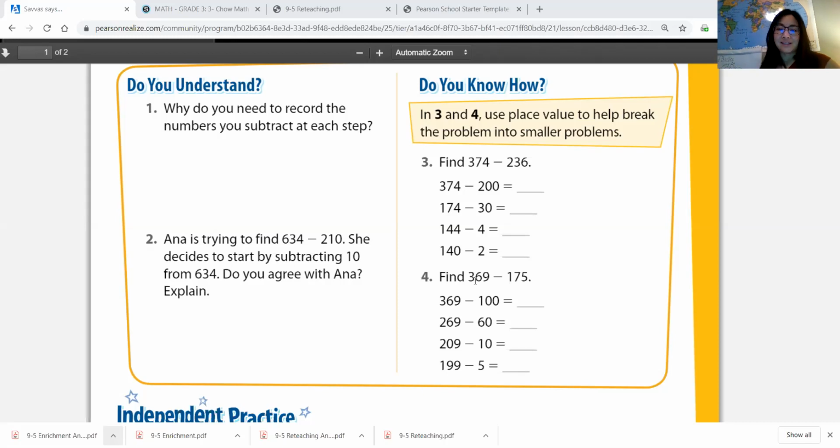by step. So this is number 4, find 369 minus 175 by taking the different parts by place value, 175, taking it away or subtracting bit by bit. So, it actually kind of guides you through right here. 369 minus 100. Fill in your answer here.